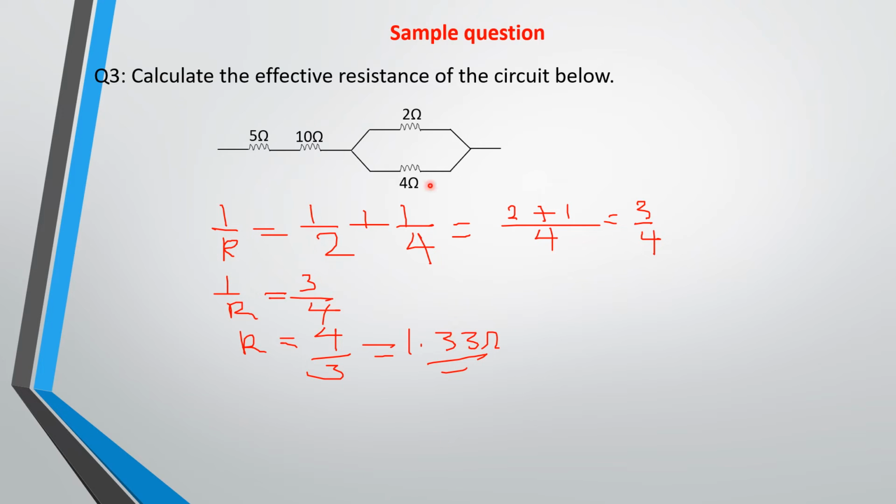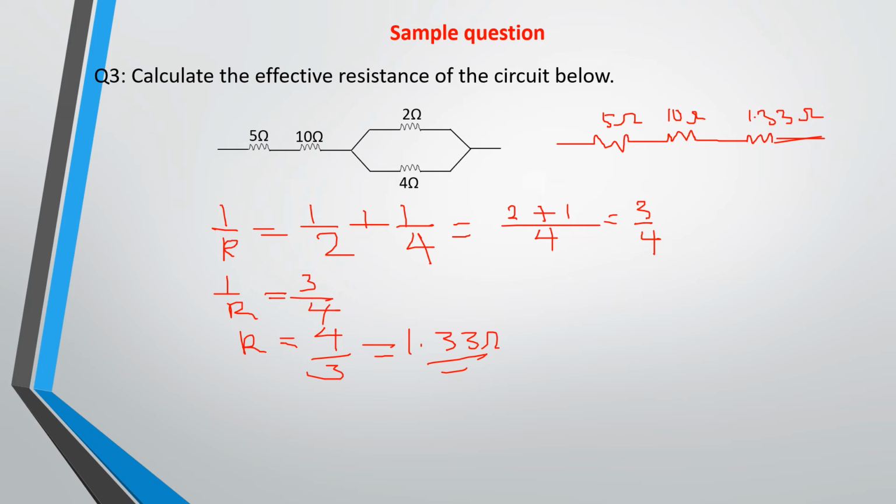Now once you have gotten this, you can redraw this circuit diagram. When you redraw it, you have everything in parallel. So you're going to have something like this. So you now have this is your 5 ohm, this is your 10 ohm, and this is your 1.33 ohm. Okay, so everything now is in series.